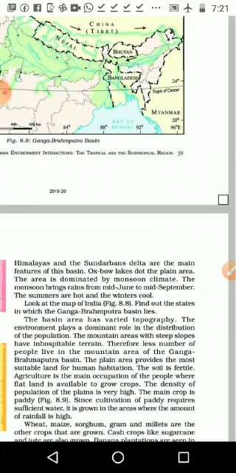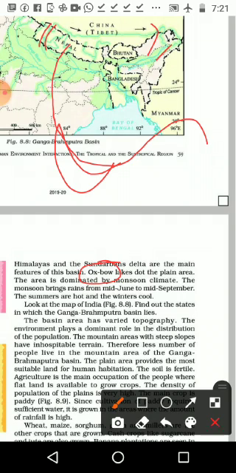Then oxbow lakes dot the plain area, and the area is dominated by the monsoon climate. Because the river is bringing so much alluvial soil from the hills, the course of the river changes a little bit, and there it forms oxbow lakes, like small lakes, because the river was moving through this way.